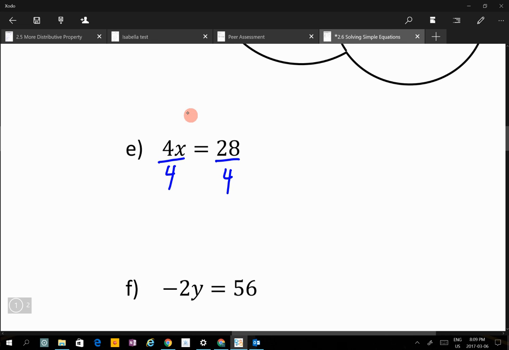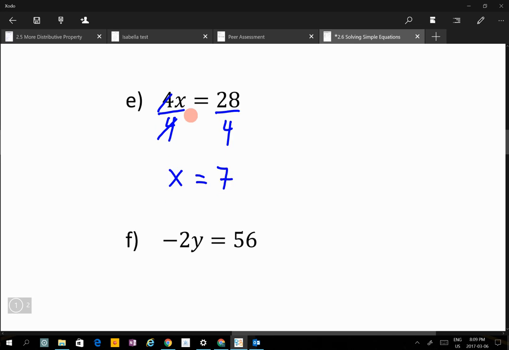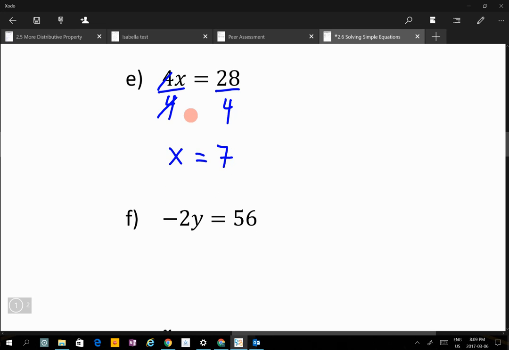Okay, so 4 over 4 cancel each other out. I'm left with x on the left side. 28 divided by 4 is 7. X equals 7.